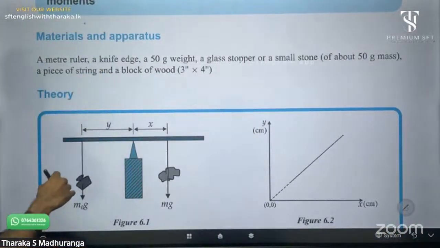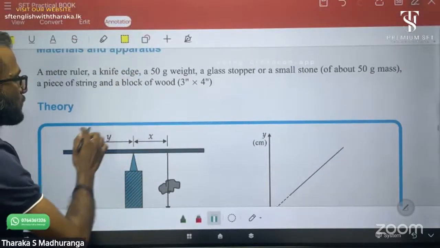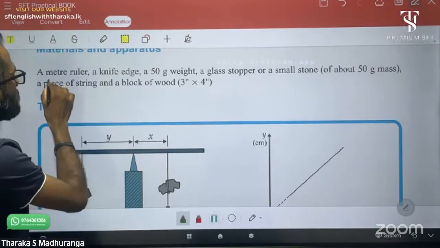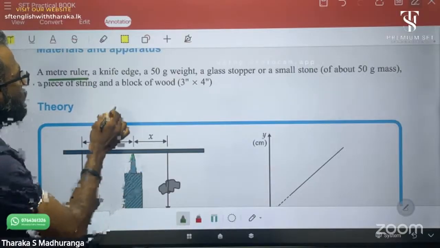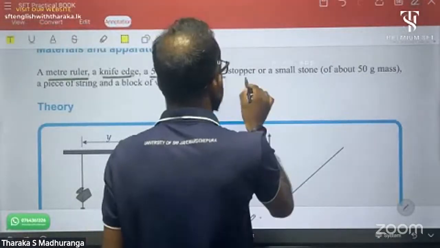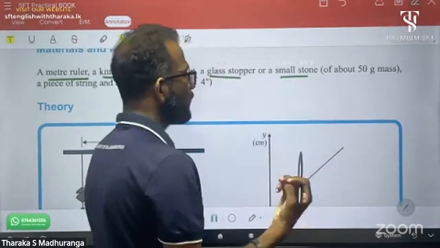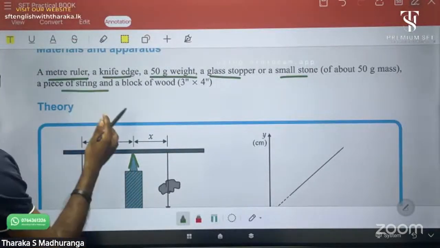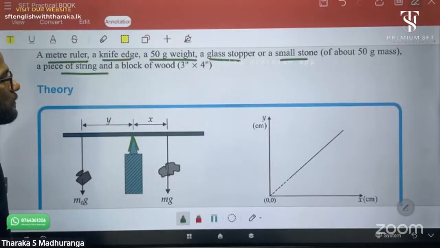Okay, for this experiment, we need a meter ruler. The meter ruler we use as a uniform rod. A knife edge, meaning a very sharp edge, and a 50-gram weight, a glass stopper or small stone of unknown weight, and string, very light string. Okay, those are the requirements.